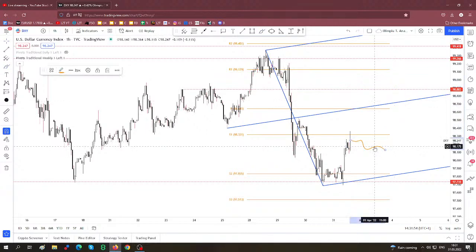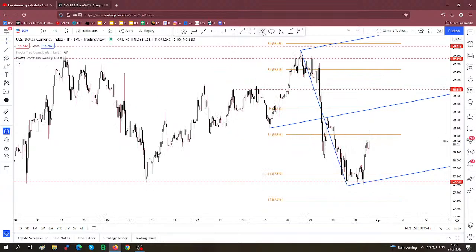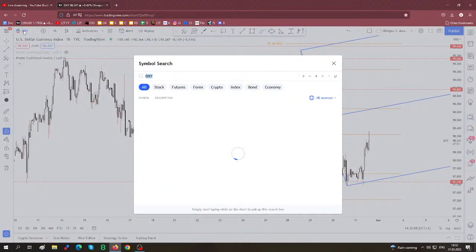Because as I've said, I'll look for new US dollar longs after the dollar index reaches this support zone, support area. Maybe in the short term we missed something like this. Let's take a look at euro versus the US dollar. I will take a look also at gold and Nasdaq.